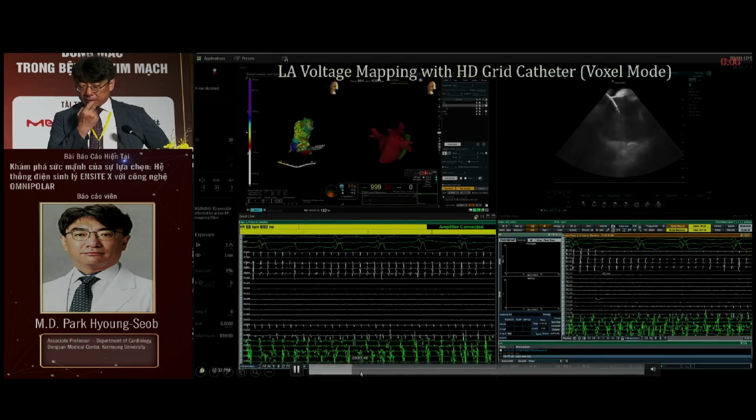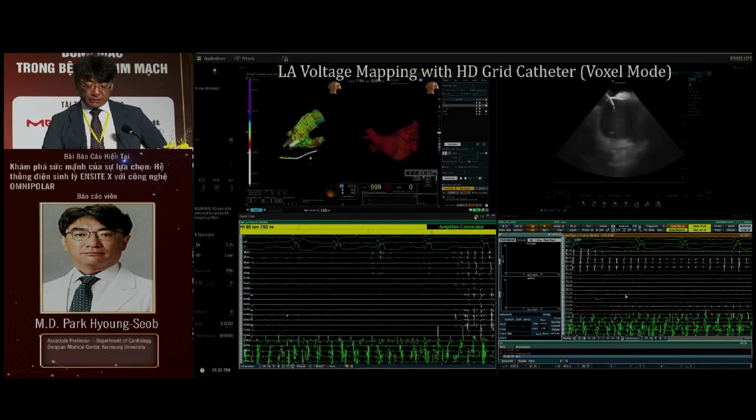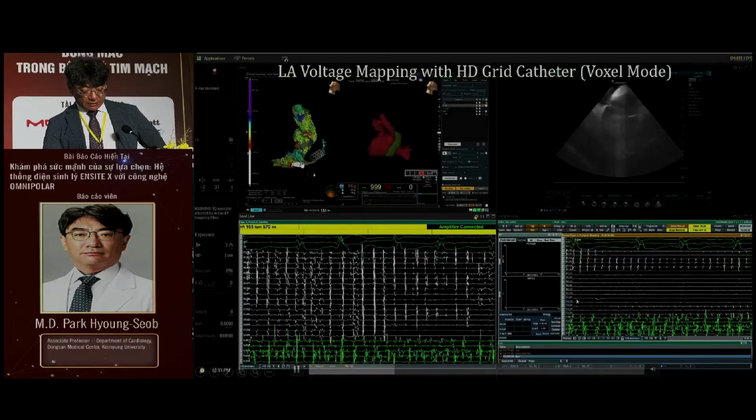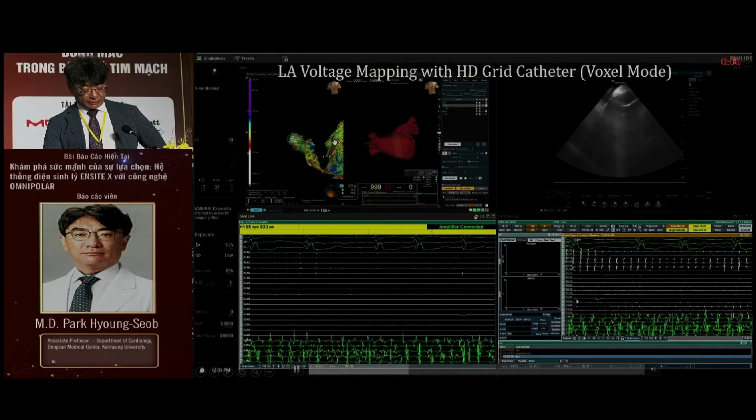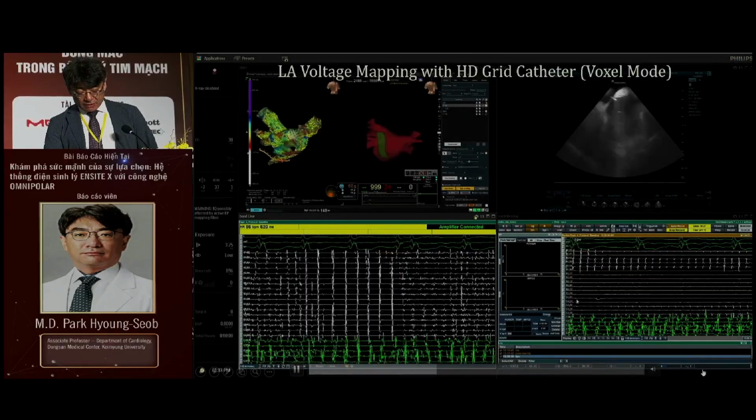From this moment, I change to Fawxel mode and create the anatomy during the Fawxel mode. The catheter shape and movement are very stable as compared to the previous NaviX mode.